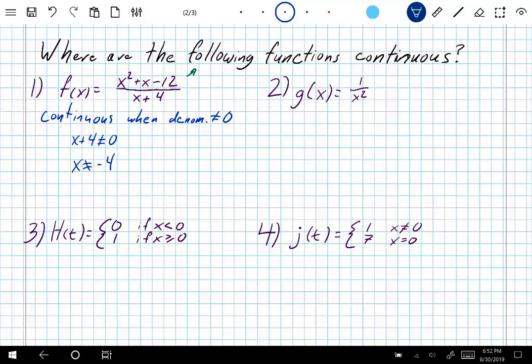Okay, so this in particular is going to have a hole, and I'm going to leave it to you to figure out why it's a hole, and I'll even give you a hint. You should try to factor the top and see if you can cancel something out.